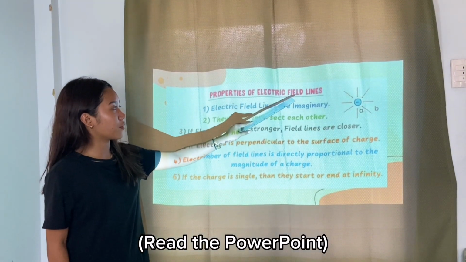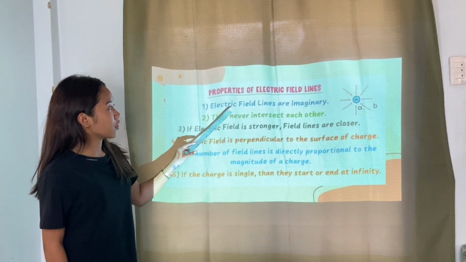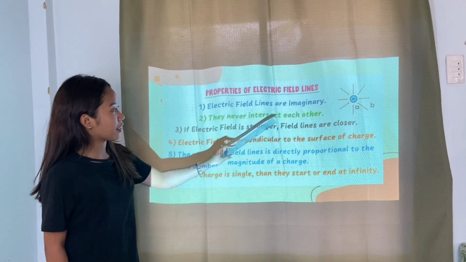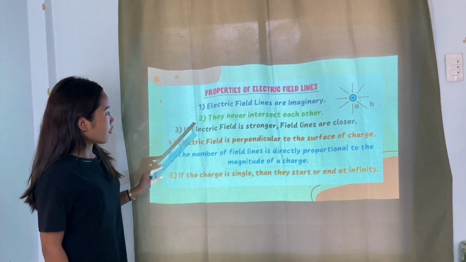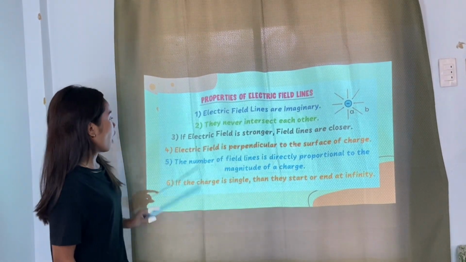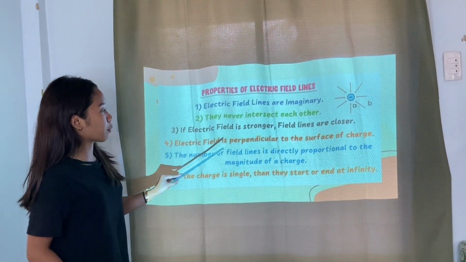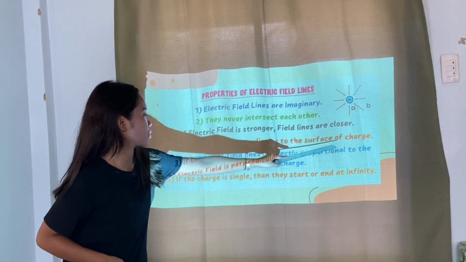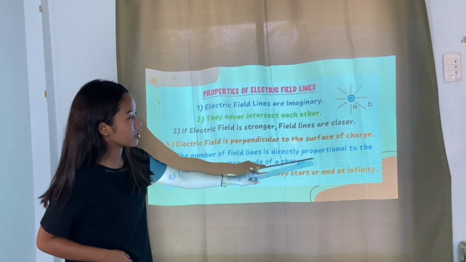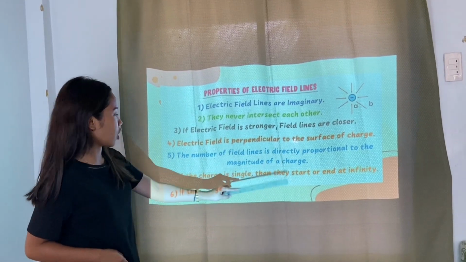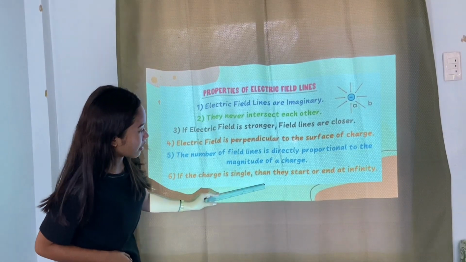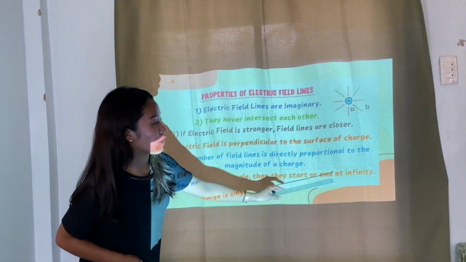Properties of electric field lines. Number 1. Electric field lines are imaginary. Number 2. They never intersect each other. Number 3. If the electric field is stronger, the field lines are closer. Number 4. The electric field is perpendicular to the surface of the charge. Number 5. The number of field lines is directly proportional to the magnitude of a charge. Last, 6. If the charge is single, then the lines start or end at infinity.